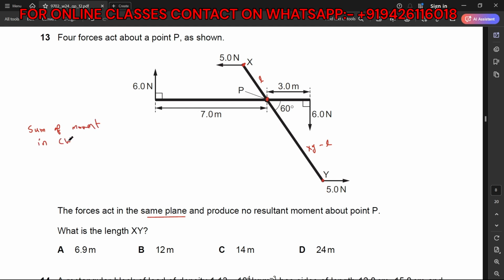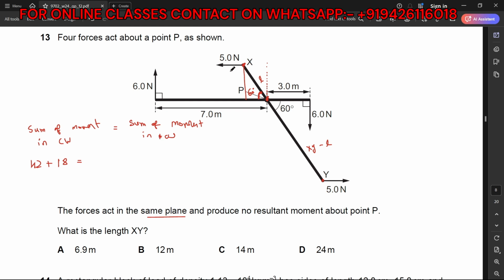So we can say that the sum of moments in clockwise is equal to the sum of moments in anti-clockwise. In clockwise we have 6 into 7, which is 42, plus 6 into 3, which is 18, is equal to, now moment is always the force times the perpendicular distance. I am given this angle as 60, so even this angle must be 60, and if I want to resolve with respect to L, on the x-axis it's going to be L cos 60 and on the y-axis it's going to be L sin 60.